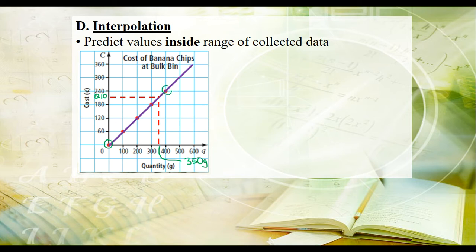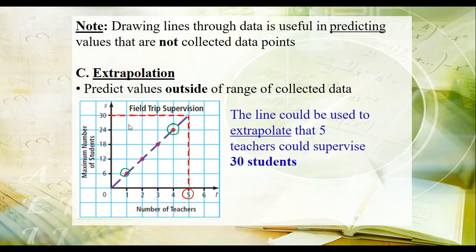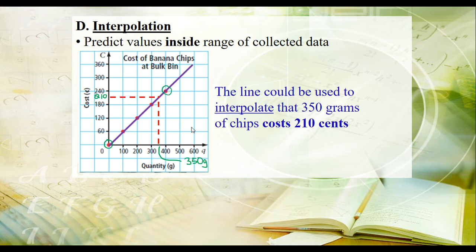Here's a spot where my data ended. In this case, the prediction we made fell inside the range of the data points that I can see. So we call that an interpolation. As opposed to this previous one, my data started at this spot and it ended right here, and we made a prediction outside of where I have the data points, and that's what we call an extrapolation. So in this case, the line could be used to interpolate that 350 grams of chips would cost 210 cents.